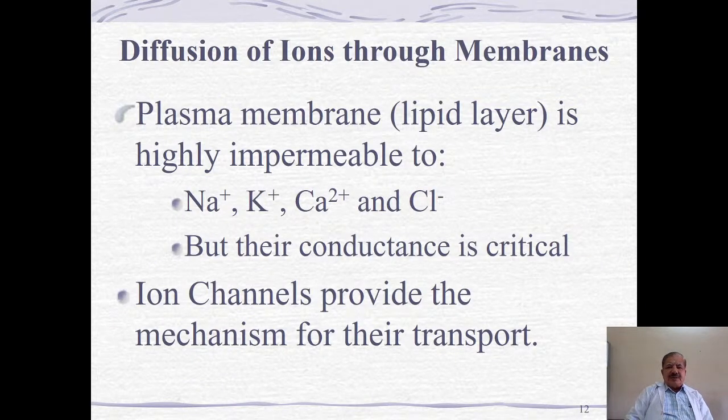Diffusion of ions through the plasma membrane. The bilipid layer is highly impermeable to sodium, potassium, calcium, and chloride. But their conductance is critical, so one way or the other they have to pass. Ion channels provide the mechanism for their transport. What are the ion channels? These channels are found on the bilipid layer.